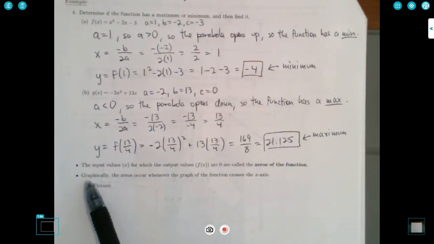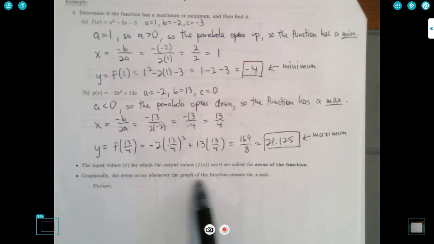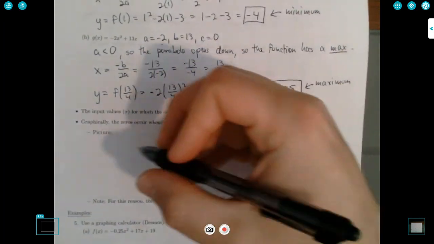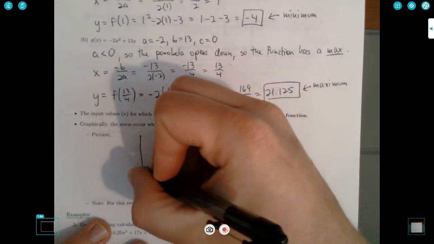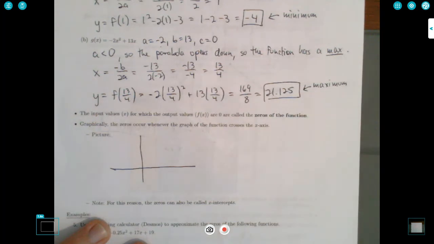Now, graphically, the zeros occur whenever the graph of the function crosses the x-axis. And let's take a look at a picture to kind of convince ourselves that that should be true, right?